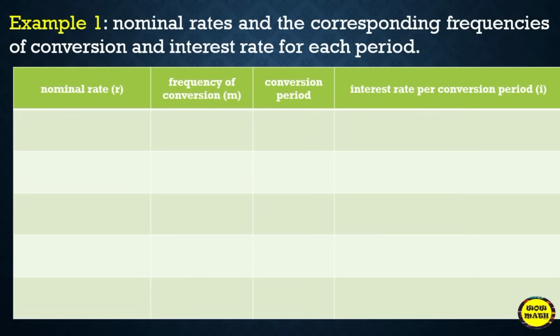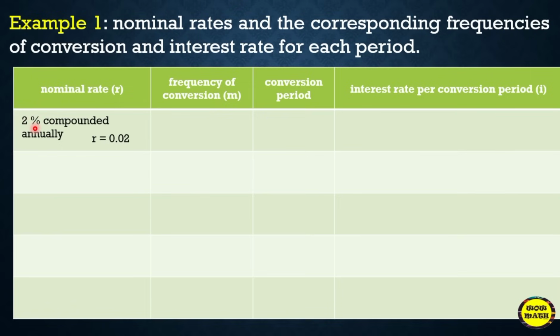So for example, the nominal rates and the corresponding frequencies of conversion and interest rate for each period. Halimbawa, meron tayong 2% compounded annually. So ano yung nominal rate natin dito? That is r is equal to 0.02 kasi 2%, or kung nahirapan kayo, i-divide nyo na lang yung 2 sa 100 para makuha nyo yung 0.02. Or mag-move tayo ng 2 places to the left, then insert kayo ng 0.